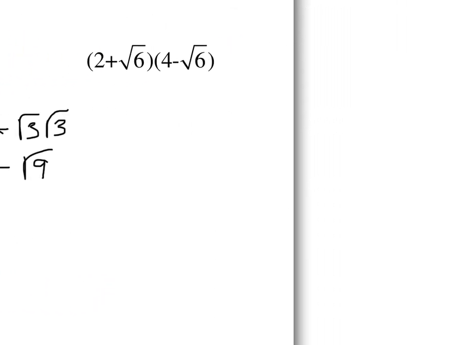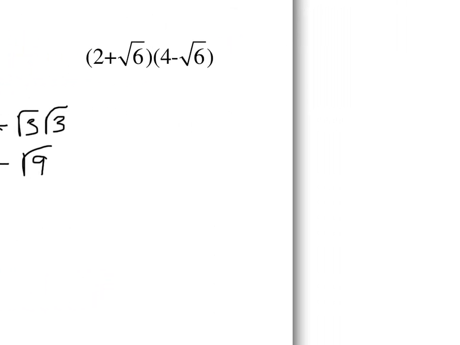I wonder if this one will turn out so well. So we have to FOIL it again. So 2 times 4 is 8. Minus 2 times square root of 6. That's outside. Inside plus 4 square root of 6. And last, minus square root of 6 times the square root of 6 is square root of 36.